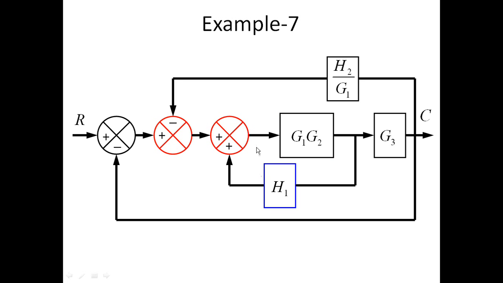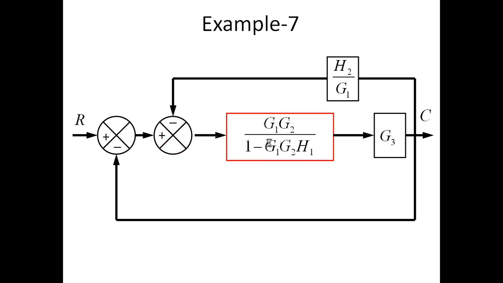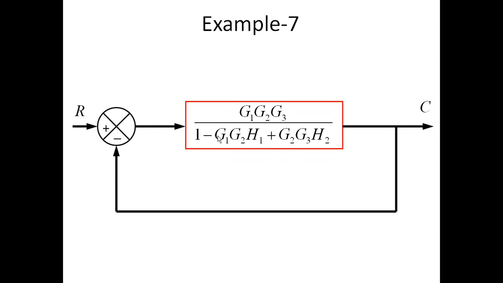Now we can easily see this is a feedback loop, and positive along with the positive side, so this is a positive feedback loop. So we get G1 G2 upon 1 minus G1 G2 H1. Then these are in a cascade, so we get G1 G2 G3 upon 1 minus G1 G2 H1. And this is once again a feedback loop. This is a negative feedback loop. So this is a standard canonical form.